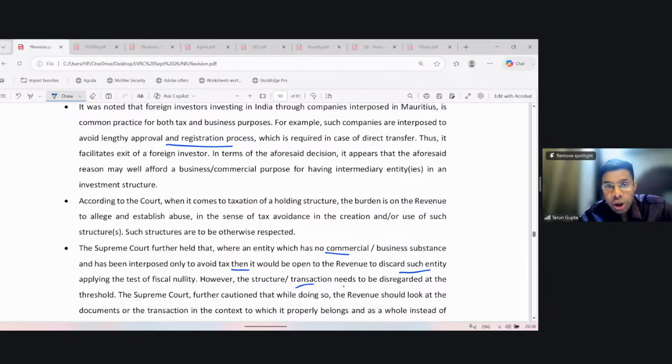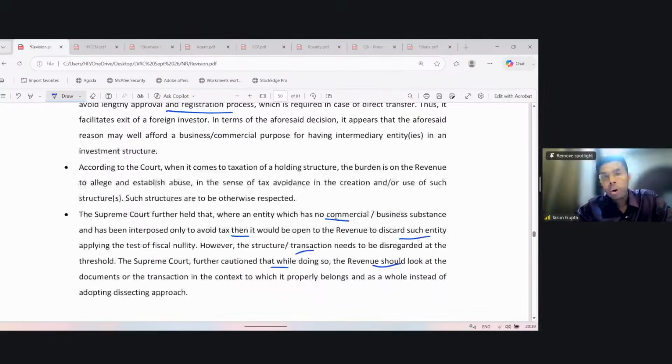However, the structure of the transaction need not be disregarded at the threshold level. The Supreme Court further cautioned that while doing so, the revenue should look at the document and not look through the document. The revenue should look at the transaction in the context to which it properly belongs and as a whole, instead of adopting a dissecting approach. They should look at the transaction as a whole and not take a dissecting approach. These are all the observations of the Supreme Court.